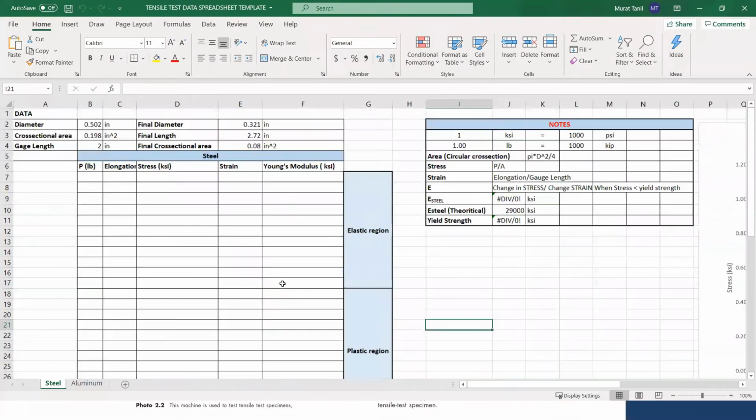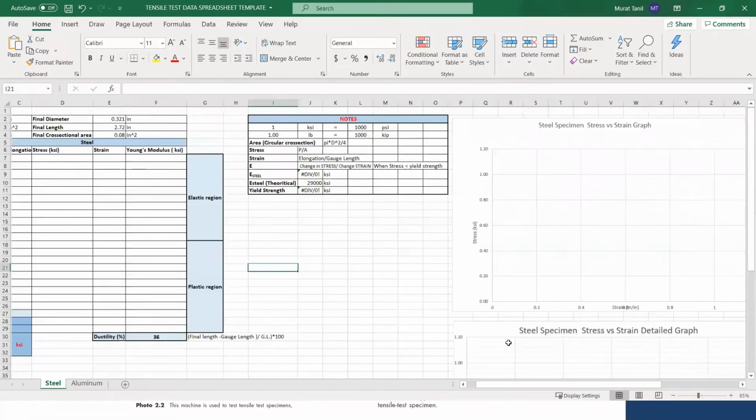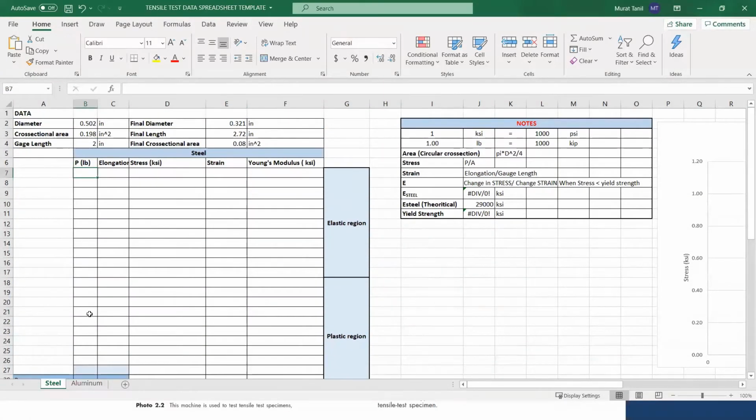So this is the sample tensile test data spreadsheet template. You can use this template in order to develop your own tables and graphs. I prepared everything for you to input the data, measure data, and calculate the stress, strain, and Young's modulus, whatever is required. And I will mention what you need to get using the given data.